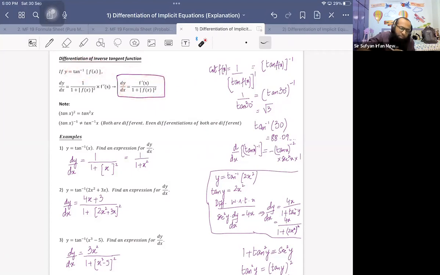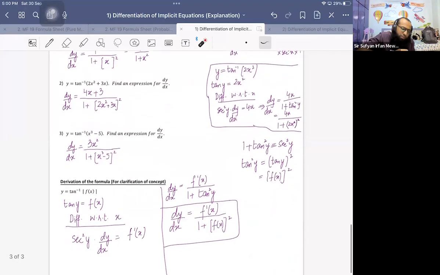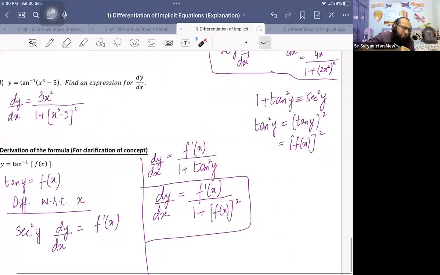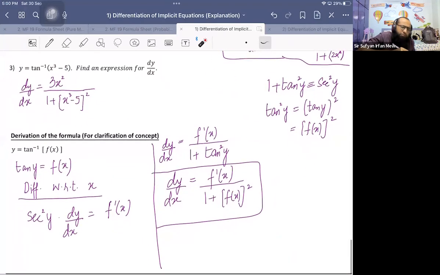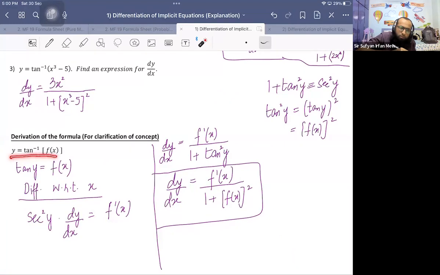So this is important. And what is the connection? Let's suppose you are told to differentiate y equals tan inverse f(x), and we don't know any formula. What steps can we follow? Firstly, we can shift tan inverse to the left side. When tan inverse shifts to the left side, it will become tan y. So y equals tan inverse f(x), and tan inverse shifted to the left side becomes tan y equals f(x).